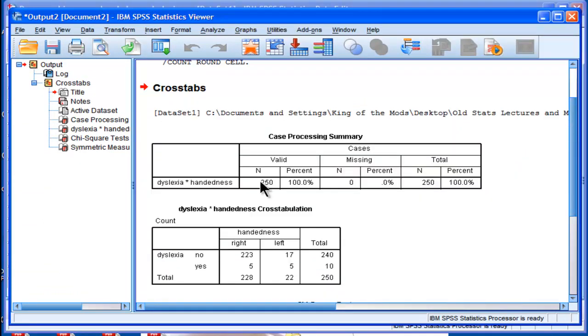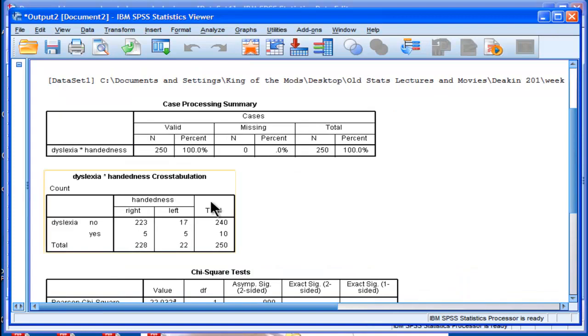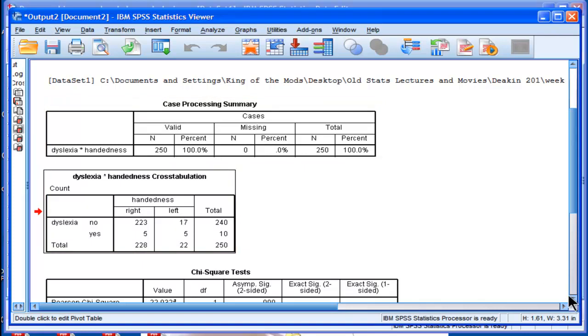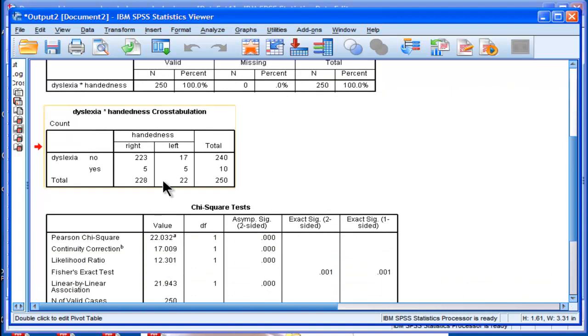Now the analysis is performed, and SPSS first tells us the sample size and whether there's some missing data or not, and there's not in this case. And then we get a table, the crosstab table, dyslexia by handedness cross-tabulation, and we can see that in total there were 228 individuals that were right-handed and 22 that were left-handed. And then if we go on this side, we can see that there are 240 people that were not dyslexic, and 10 people did report themselves as dyslexic.